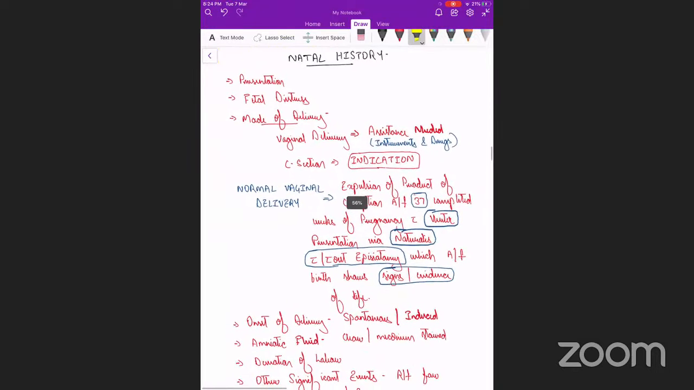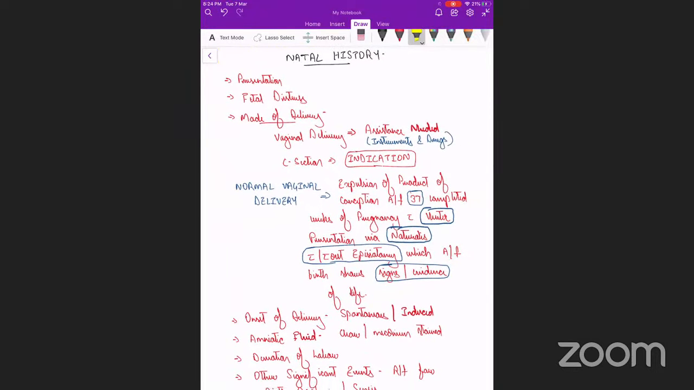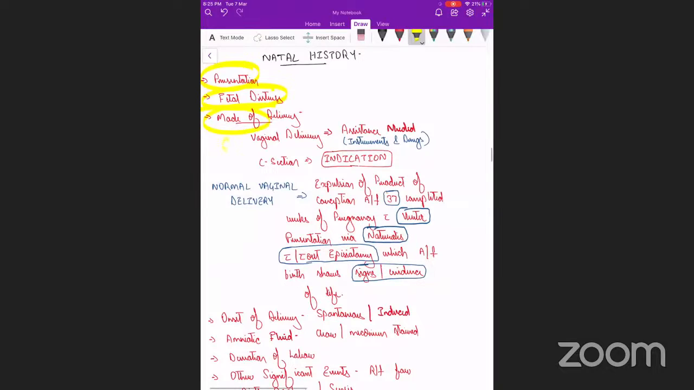Next is the natal history. Correct. So in natal history, what we'll ask: what was the presentation, whether it was vertex or breech. If the baby is born breech, dislocation of hips can be present. If there was shoulder presentation, then the baby is at risk of clavicle fracture. So all these things can be present. So presentation becomes important. And on the partogram, if there is any history of fetal distress that is present. Next is the mode of delivery. Fine. If it is vaginal delivery, whether any assistance was needed, like whether any instrument or vacuum was put, again this will indicate that the delivery was difficult, it has taken longer time, so again the baby might be at risk of birth asphyxia. Correct. Next, if a C-section was done, what was the indication for the same?